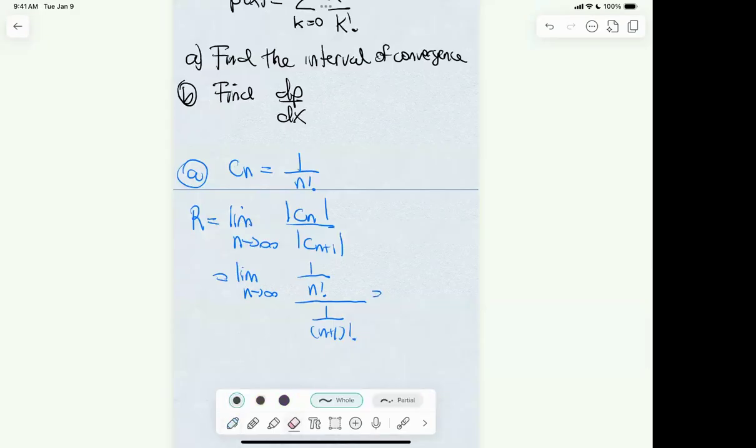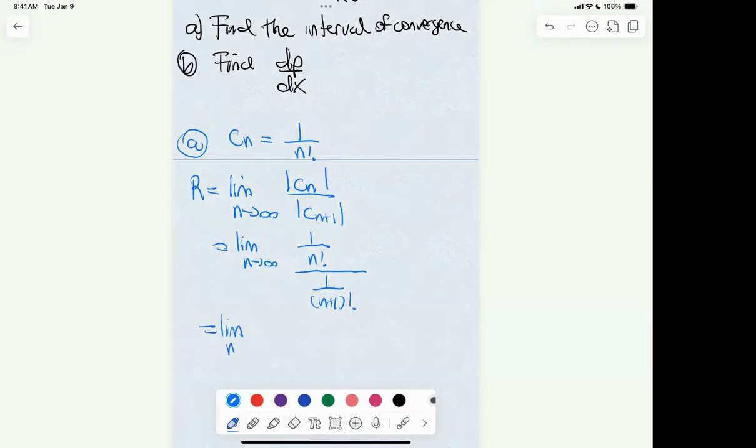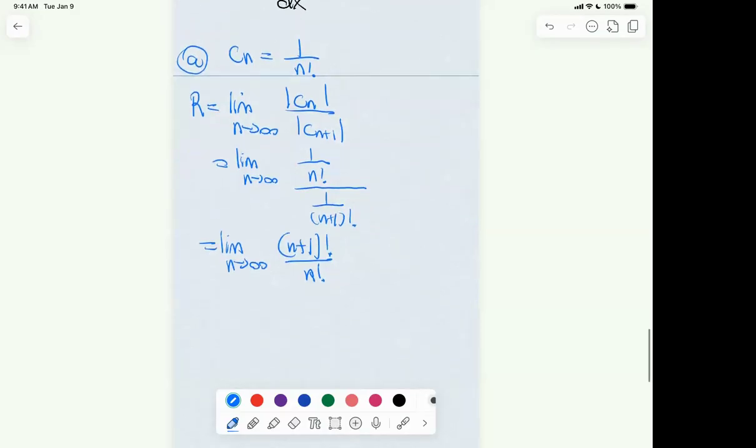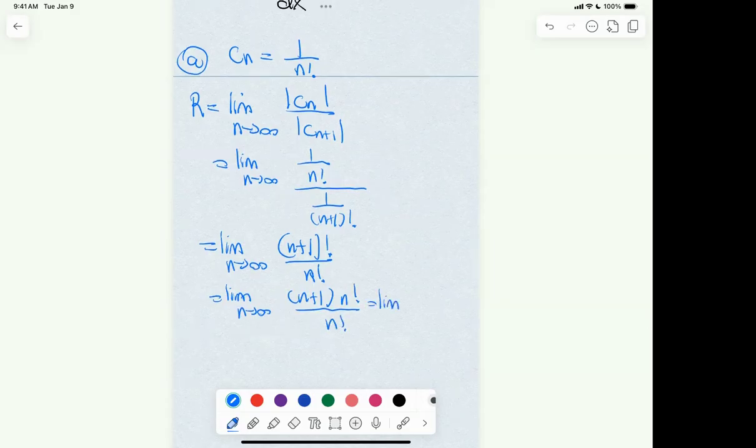So this becomes the limit as n goes to infinity of (n plus 1) factorial divided by n factorial. The factorial is really important in this type of problem. The only real property you have to remember is that (n plus 1) factorial is n plus 1 times the previous factorial, this recursive definition. So this is n plus 1 times n factorial. And that's great because you were dividing by n factorial there, right? So you get the limit as n goes to infinity of n plus 1, which just happens to be infinity.